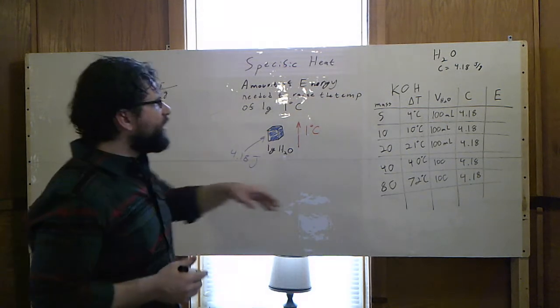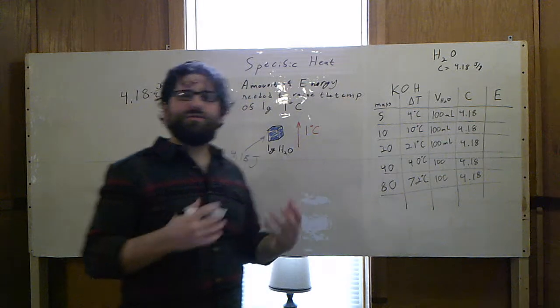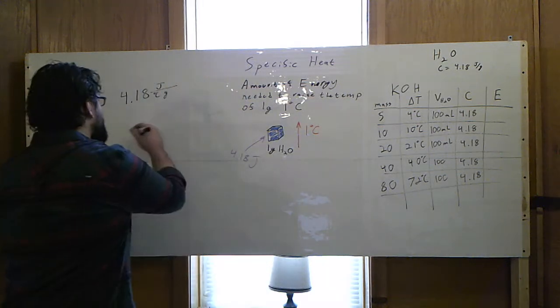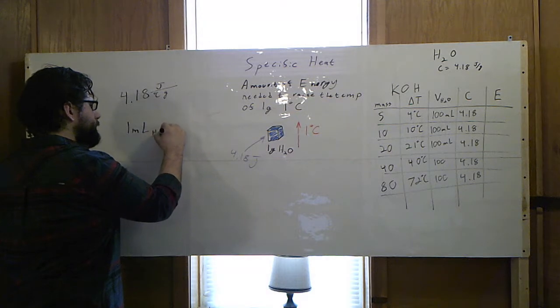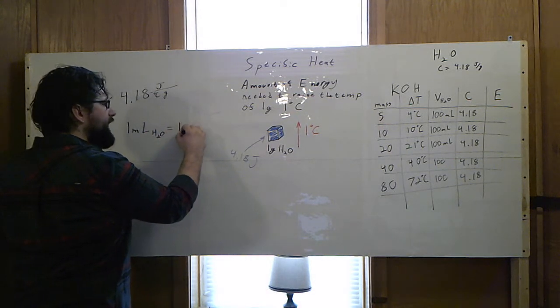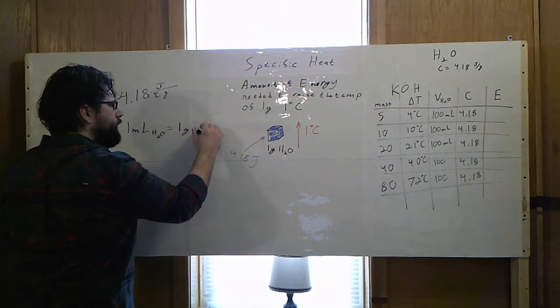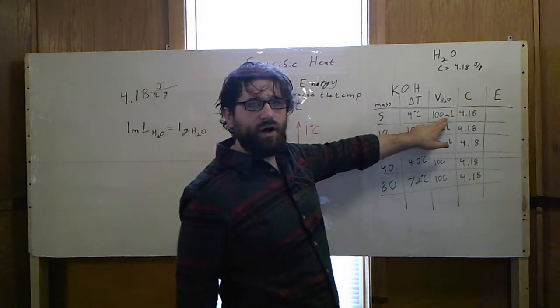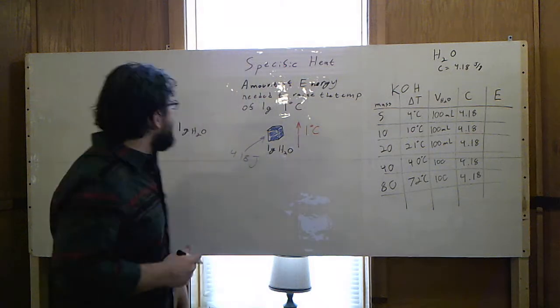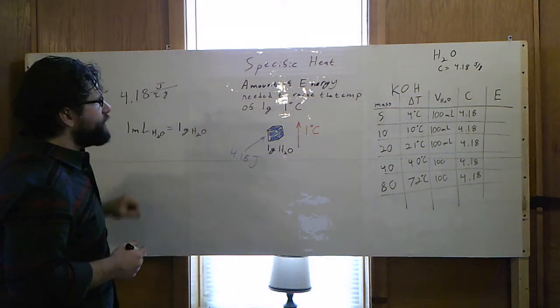Now, why am I using the volume of water? Well, water is very convenient in that 1 milliliter of water is equal to 1 gram of water. So when I say I've got 100 milliliters of water here, I really have 100 grams of water. And that's what I'm going to need to use in this calculation.